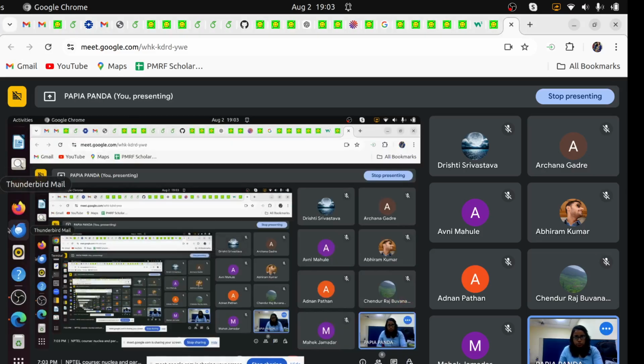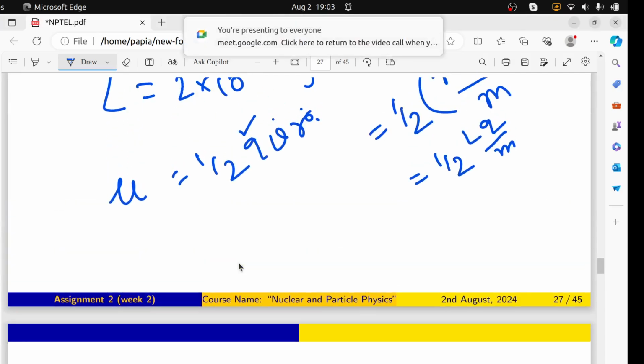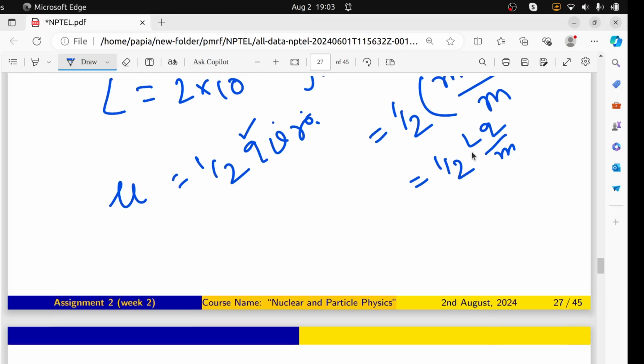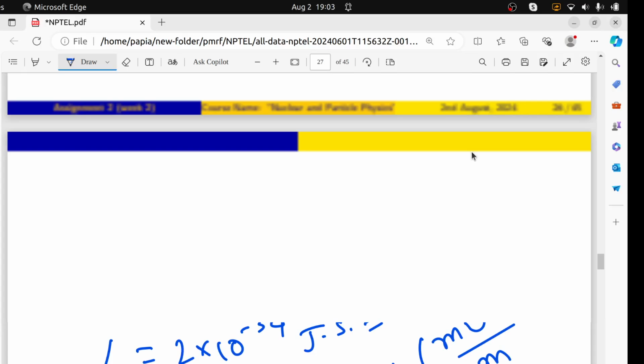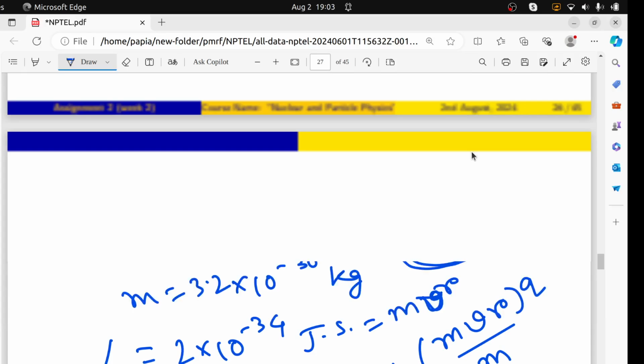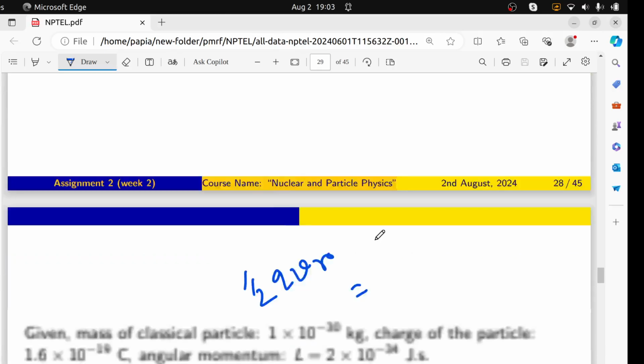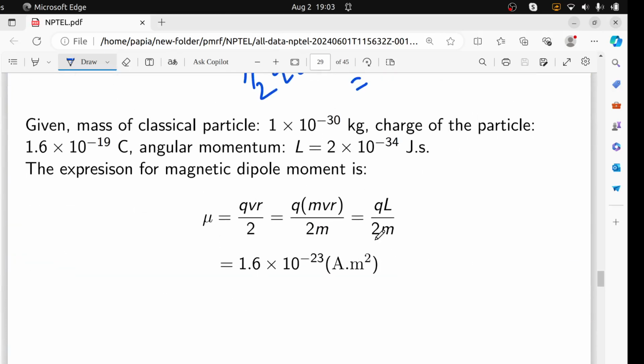Can you hear me? I hope so. Okay, so now you can understand. Here it is L, here it is Q and here it is M. If L, Q and M are given and you just need to put all these values, then you will quickly get the value of mu. So I have written the value here as well. You can see the value is mu equals 1.6 × 10 to the power minus 23 ampere into meter square. Okay, maybe it's fine. Then we can go to the next question.